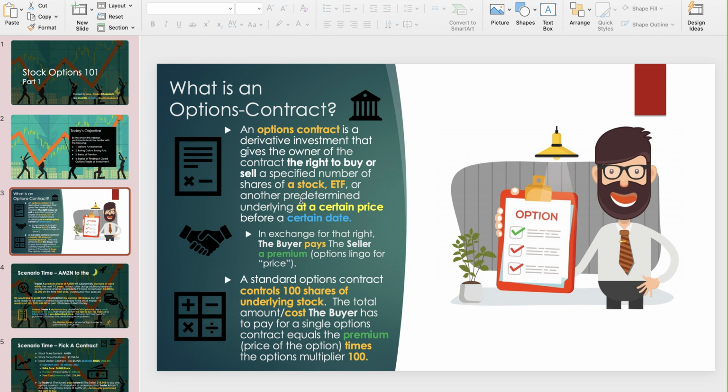Whereas if you're buying a put option for a stock, you're not selling or buying a stock, you're simply buying the right to sell a stock at a set price by a future date, right?